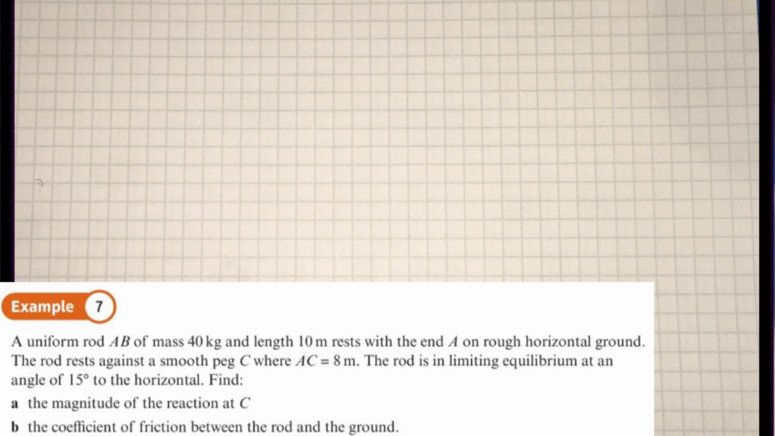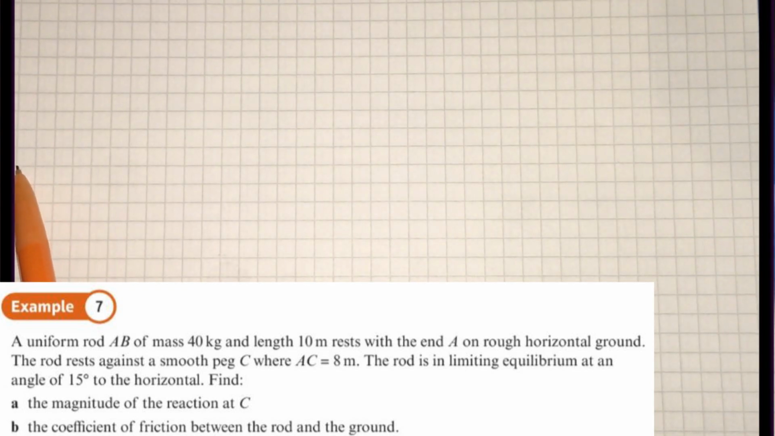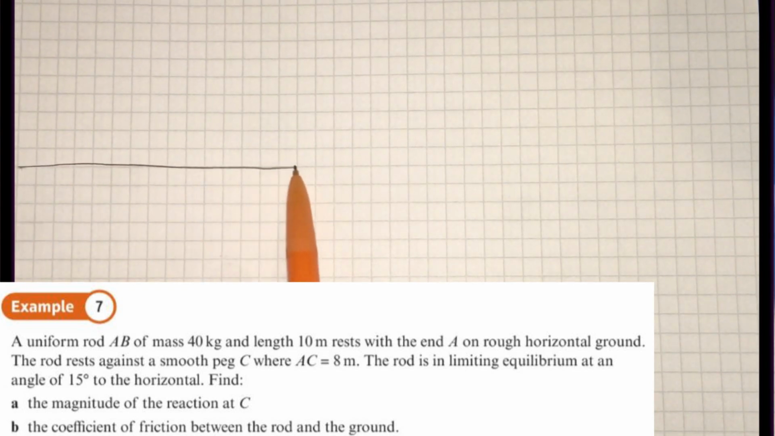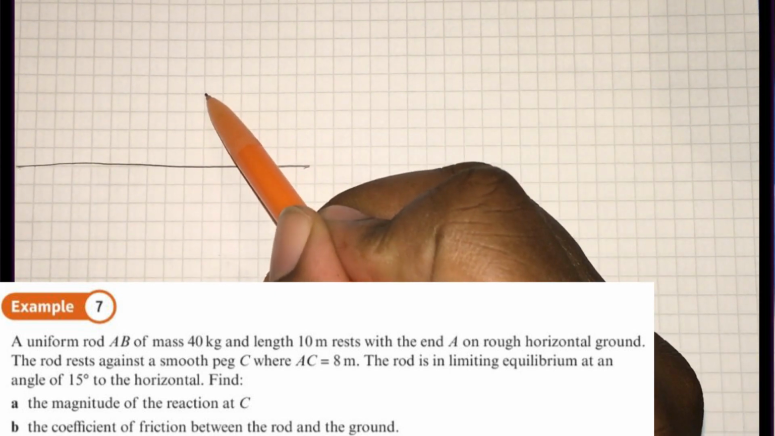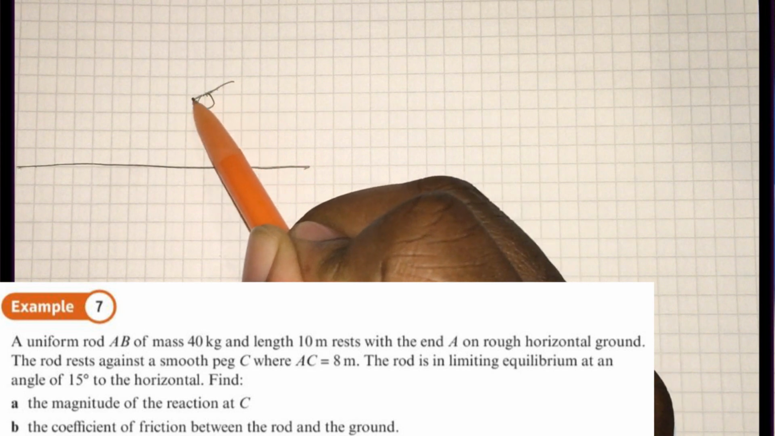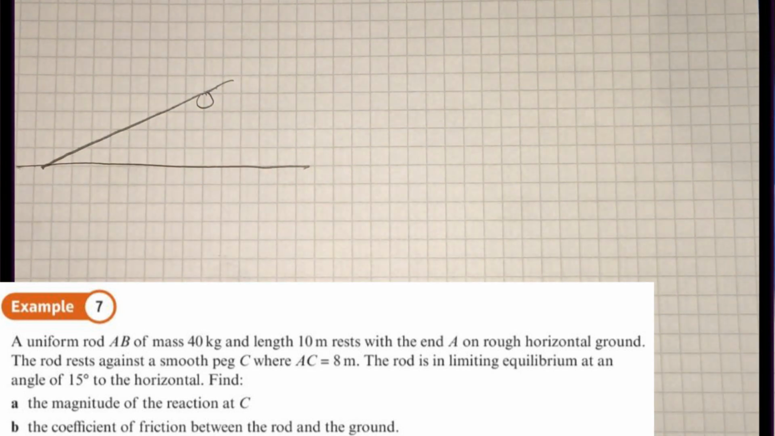Okay, so in this question, a uniform rod AB has mass 40 kilograms and length 10 meters, and it rests with one end on horizontal ground, and the rod rests against a smooth peg C. All right, so we'll just start with a diagram for a peg.